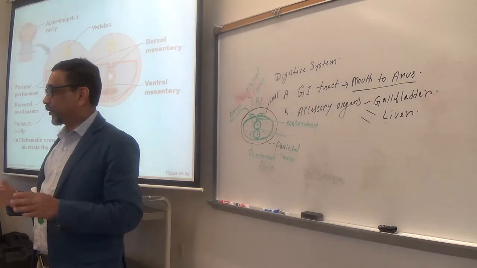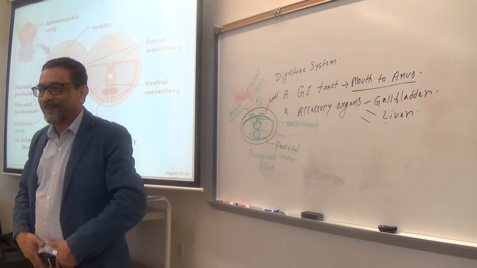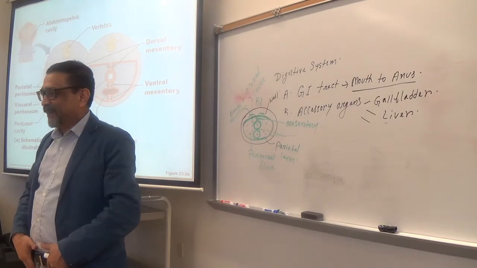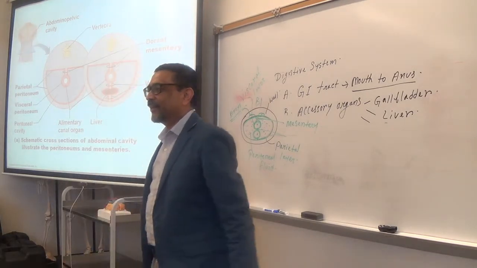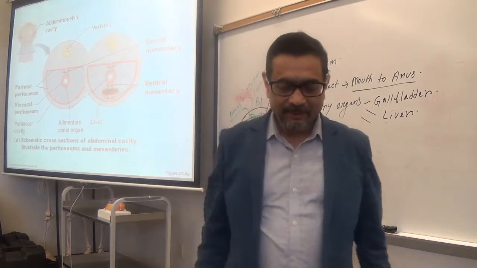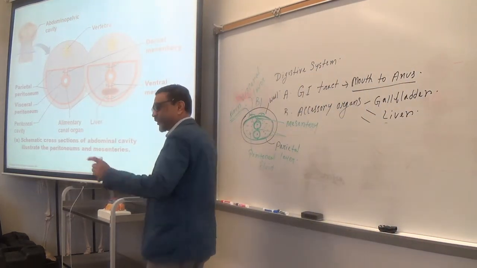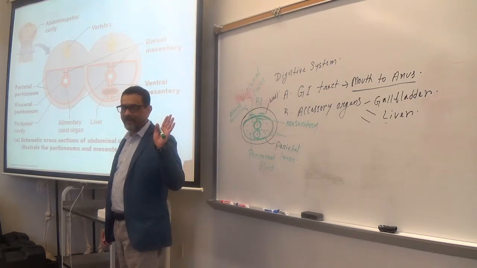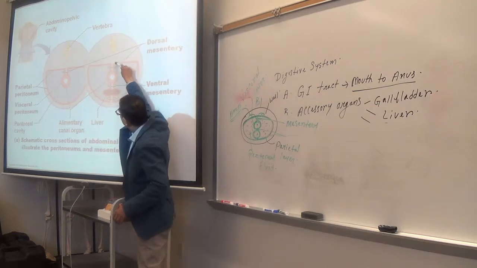So that is important. Otherwise, what would have happened? All organs will go to the bottom, right? And will squish each other. That doesn't happen. They will stay in their locations. That is number one, to keep the organs in the right locations in the abdominal cavity. Make sense? Number two, you see two layers, right?